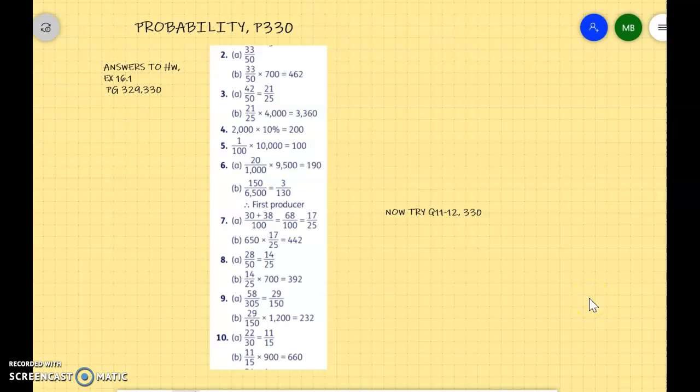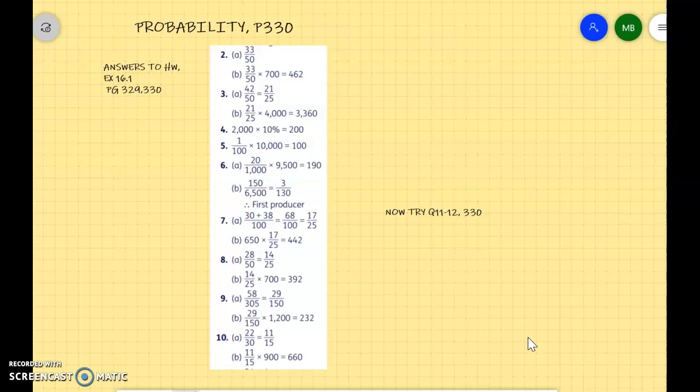Hi guys, here's the answers to last night's homework. So you can stop the video and correct your answers. When you're finished, you're going to try question 11 and 12 on page 330.